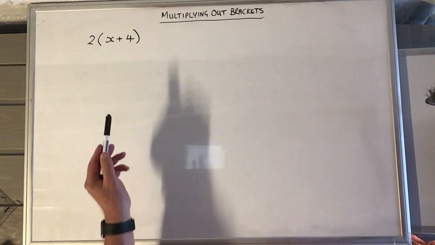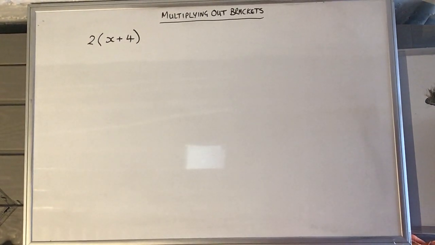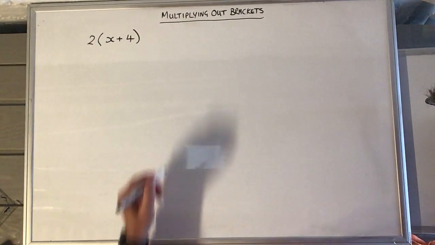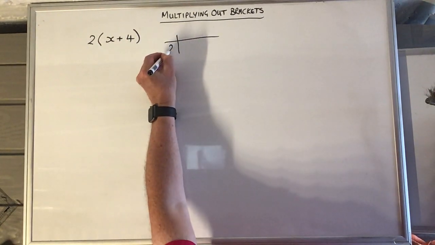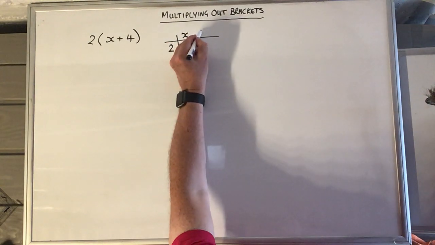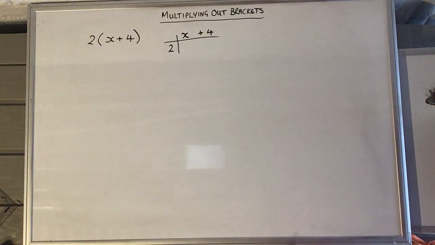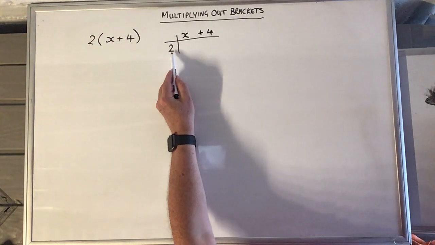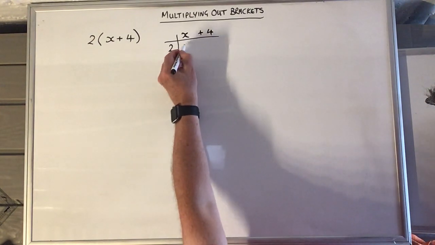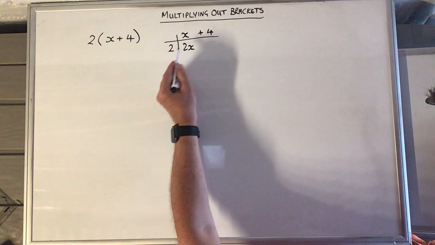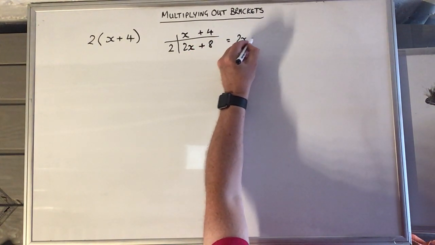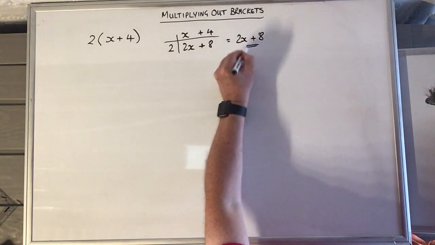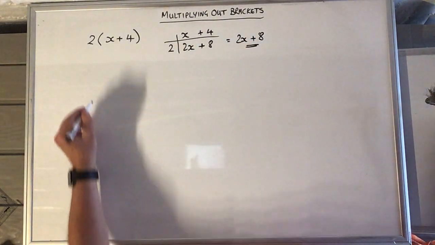So quite easy. Here's a question here, 2 bracket x plus 4 close bracket. What do we get when we expand that all out or multiply it all out? Well, here's our grid. The 2 goes here and the bracket goes above. And we just multiply it out, just like normal multiplication. 2 multiplied by x is 2x. 2 multiplied by 4 is 8, a positive 8. So there's our final answer, 2x plus 8. Very easy. Try another one with negatives.